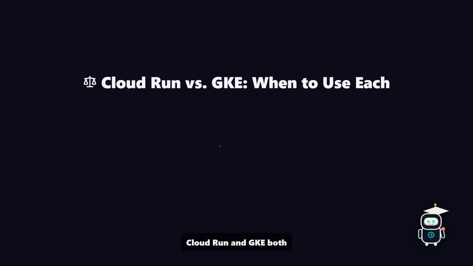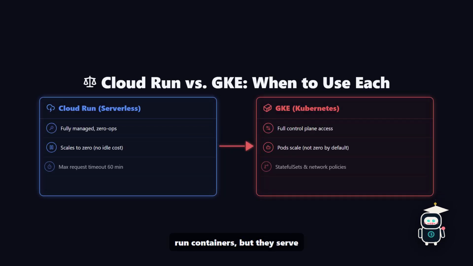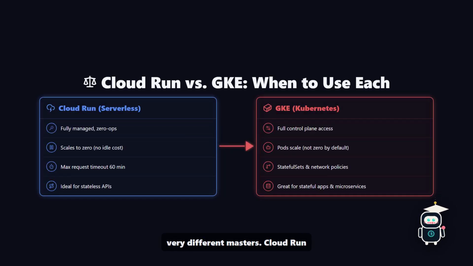Cloud Run and GKE both run containers, but they serve very different masters. Cloud Run is the "I just want my container to run and scale to 0" path. Fully managed, zero-effort serverless. GKE is Kubernetes, the enterprise standard.